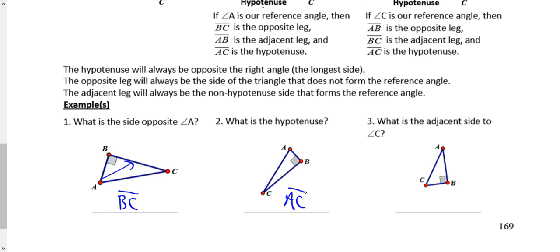I can't just ask you which one's adjacent. I got to tell you to which angle, right? I got to tell you which angle we're talking about. So which one is adjacent to angle C? CB. CB or BC, whatever, it doesn't matter. But by the way, which one's opposite of angle C? AB. Which one's a hypotenuse? CA. Or AC, right? You get the idea? Okay? So that's how we find opposite, adjacent, and hypotenuse.